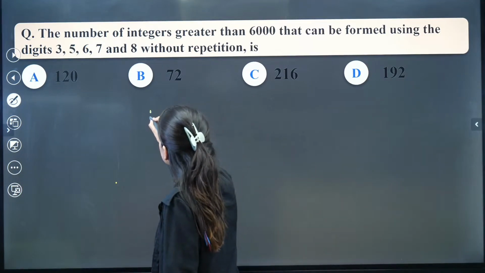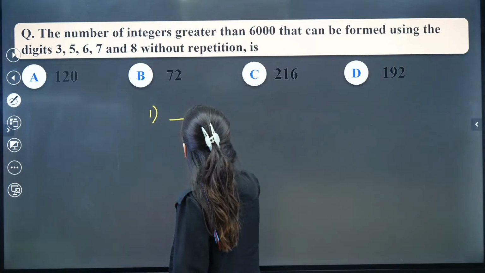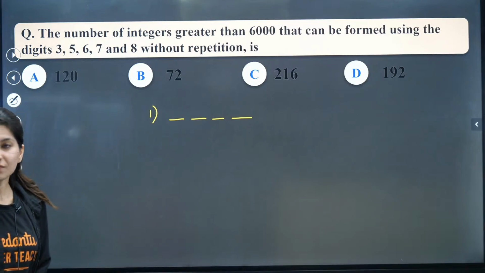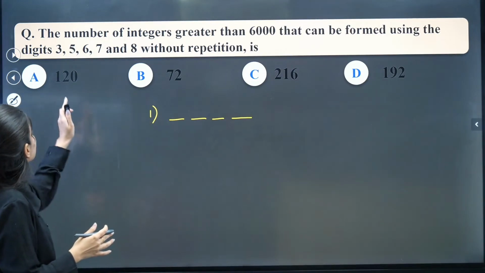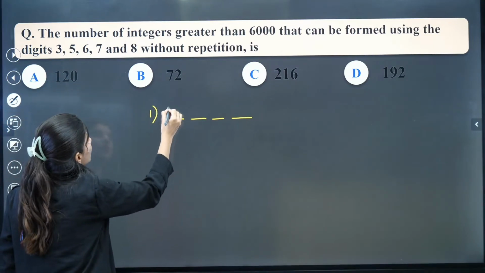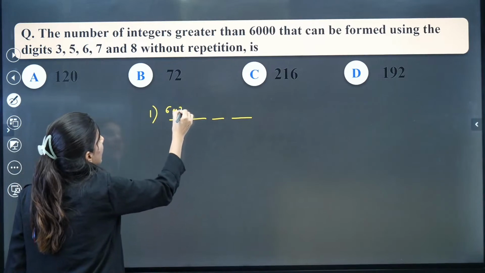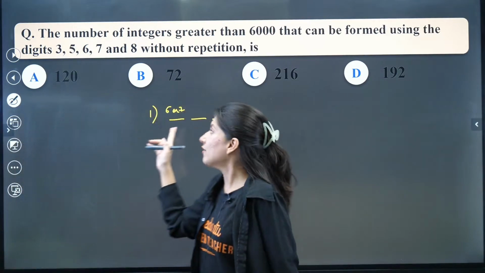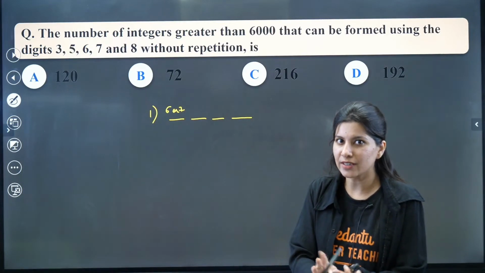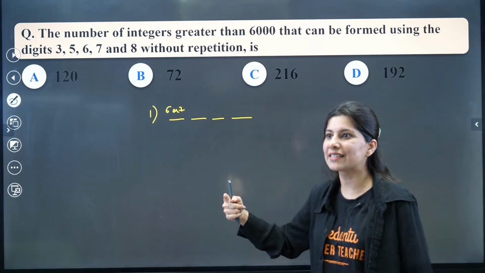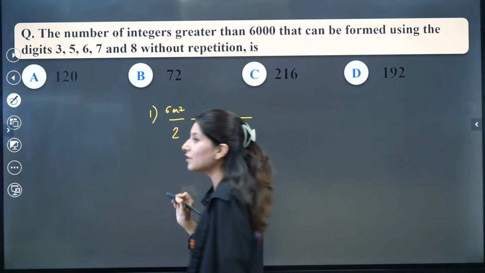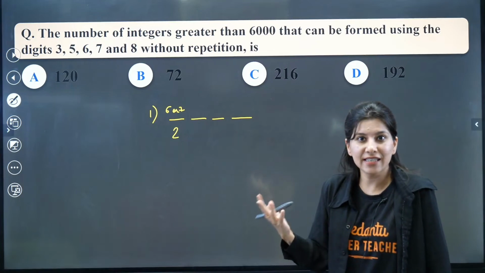So basically first thing is 6,000. So first we will consider 4-digit numbers. For a 4-digit number greater than 6,000, we can clearly see that 3 or 5 cannot be here. So there are actually two options, 6 or 7 can sit in the very first place. If the first place is 3 or 5, then the numbers become less than 6,000. We don't want that. We want greater than 6,000. All right, so 6 or 7. So for the first position, we are having two options, either 6 or 7.